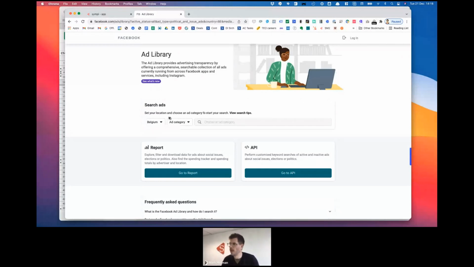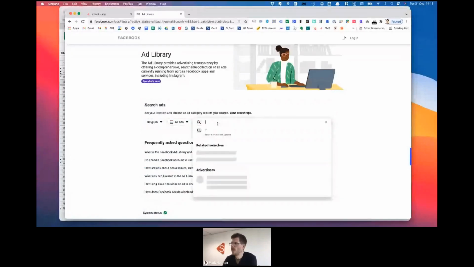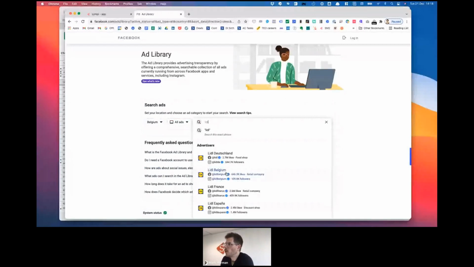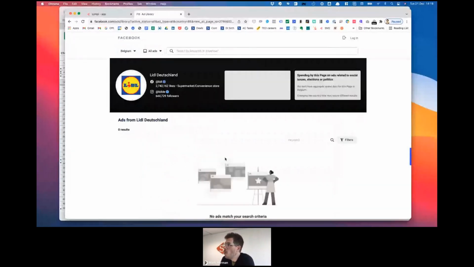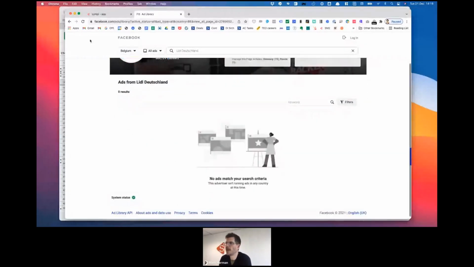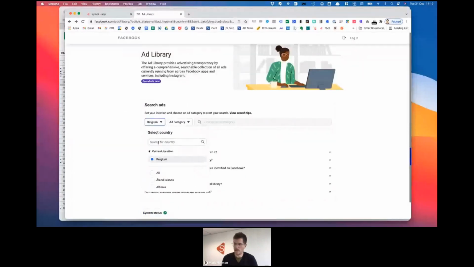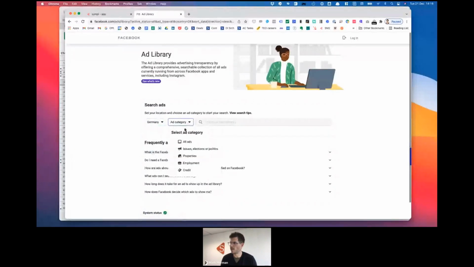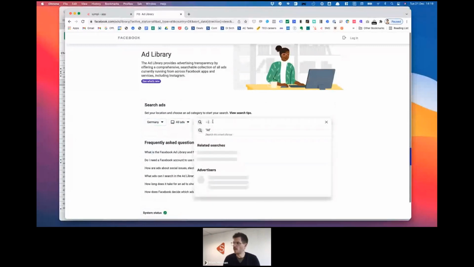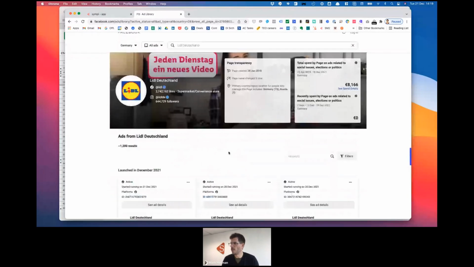Let's start with Lidl and let's look at all ads here. And let's take Lidl Deutschland. No ads for Lidl in Deutschland. Sorry, I know why. I set it up wrong because I actually clicked Belgium. Obviously, my bad. Go here. Let's say all ads. And let's go for Lidl in Deutschland. And there you go, that's better.